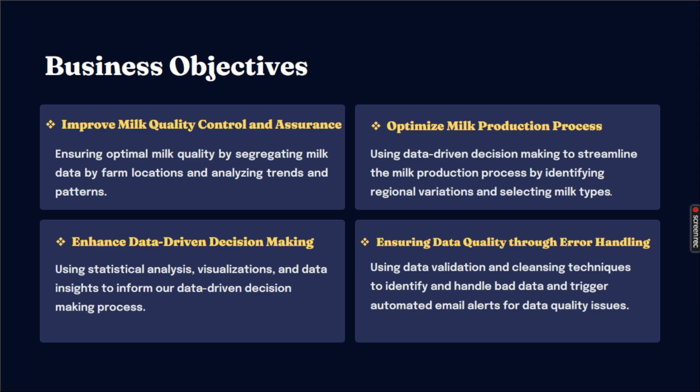The MilkPro data pipeline holds several critical business objectives which include improving milk quality control and assurance, optimizing the milk production process, and enhancing data-driven decision making across the organization. We will achieve this by categorizing milk into different types based on specific parameters. This categorization will help us understand the properties of different milk types and identify regional variation in the milk quality.